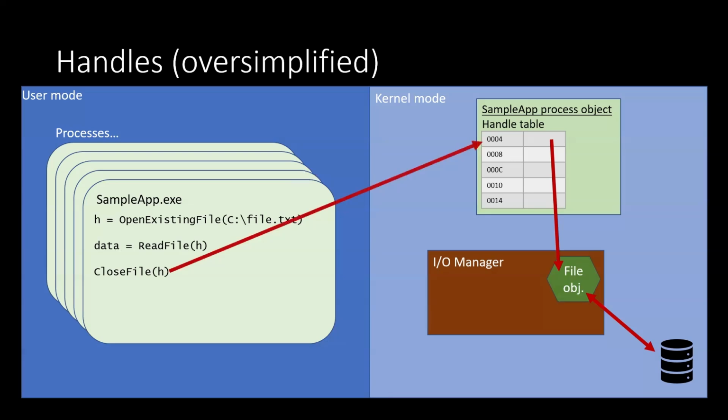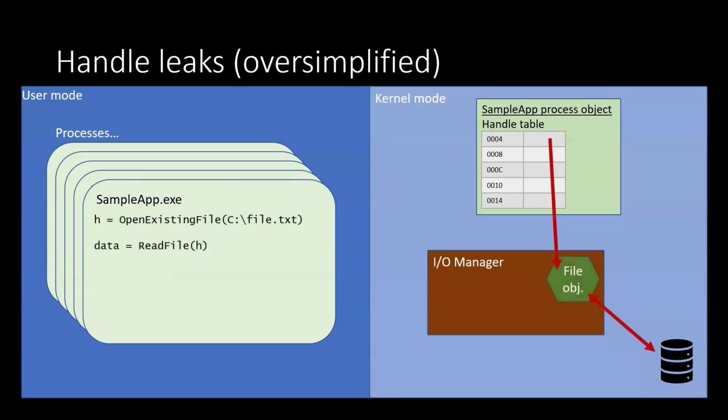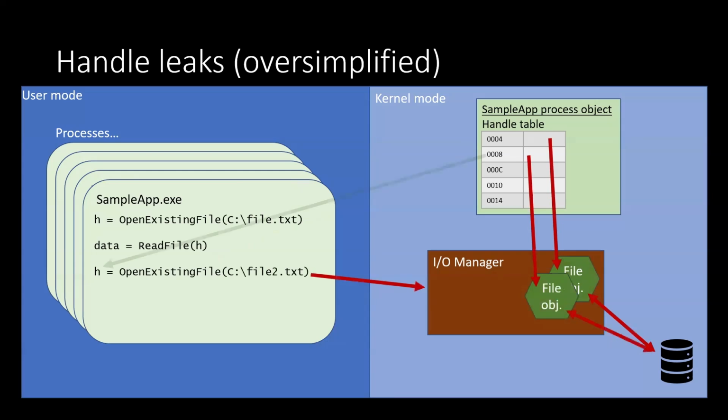When sample app is done using the resource, it needs to release or close the handle it received. These objects are reference counted. When the last reference to an object is released, it is deallocated, and the memory it had been consuming is available for other use. So what happens if the process doesn't close those handles? Well, kernel objects just accumulate and consume system resources. And note that process objects are the most resource intensive of all the object types.